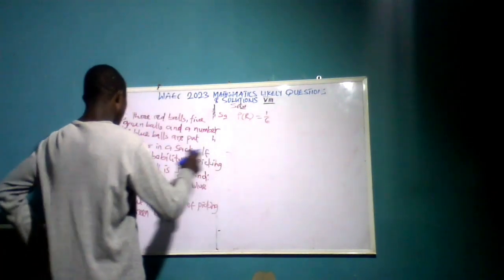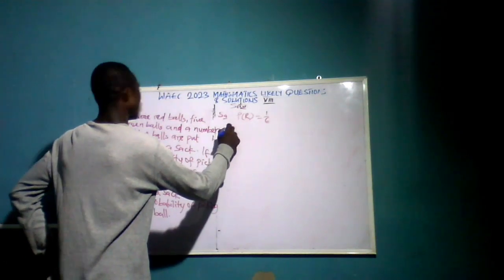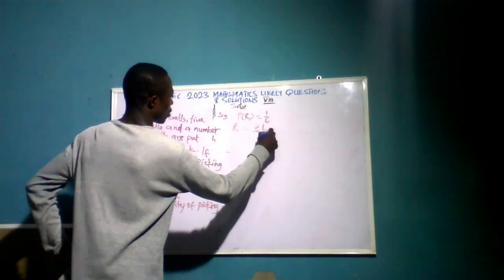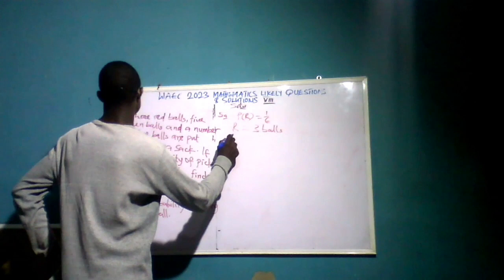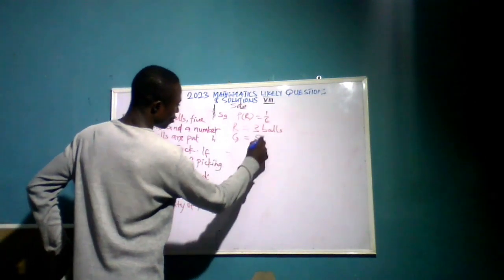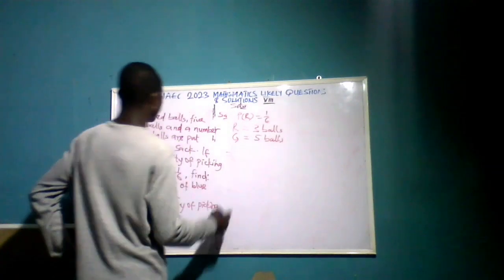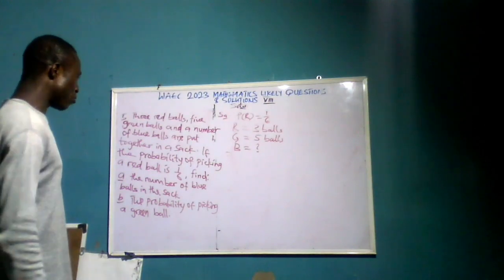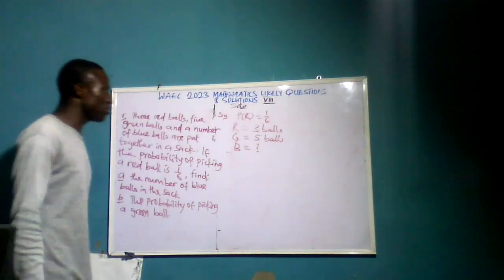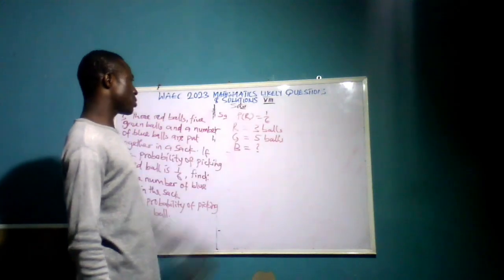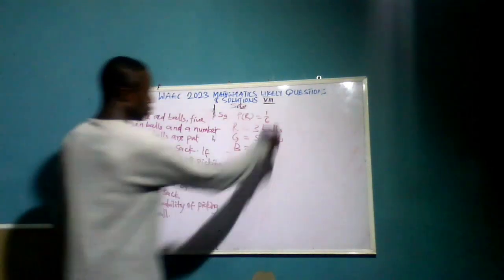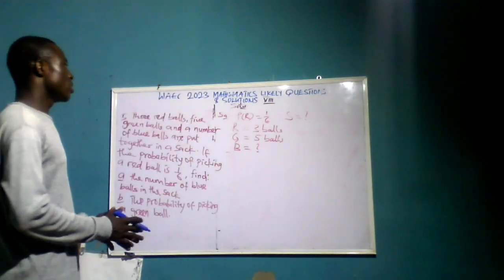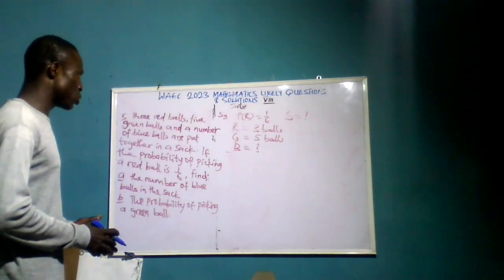Okay? And let R represent red. So we have 3 red balls. And 5 green balls. Let G represent green. So we have 5 green balls. And let B represent blue, which we are yet to know, the number of blue we have in the sack. Now, with the information we are given that the probability of picking a red is 1/6, don't forget that sample space also will be needed. Sample space is the total number of the balls in the sack. That will give you sample space.